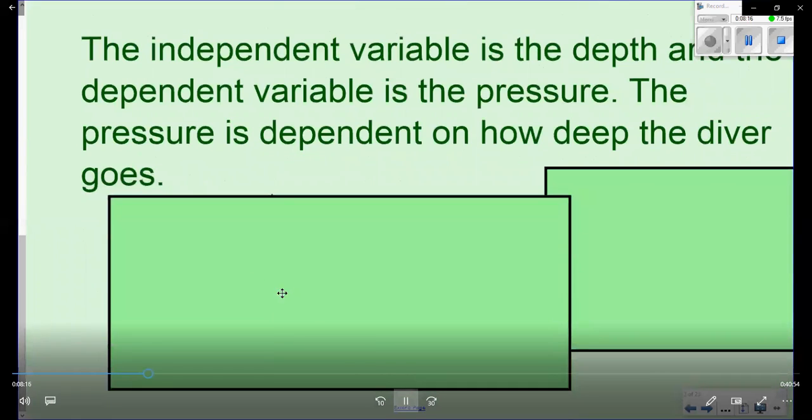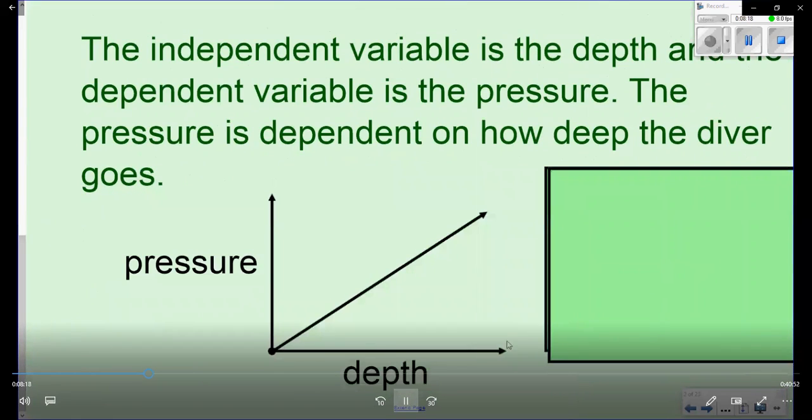And if you were to do this in graph form, you would have your depth, which is the independent variable, the x values, and your pressure as your range, your y value, the dependent variable. And so each time the diver goes down, like let's say a foot, the pressure goes up, however much. All right.